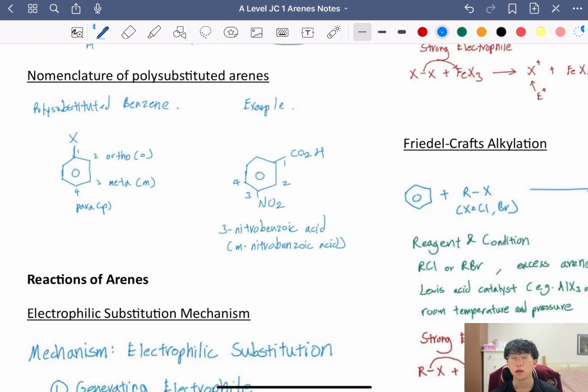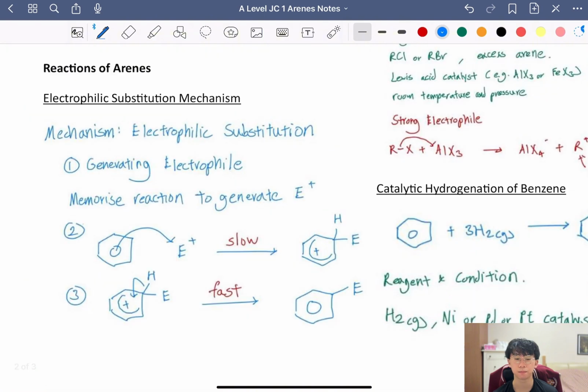Now on to some nomenclature of your polysubstituted arenes. You don't really need to memorize this portion, but this is just a quick FYI that when you have polysubstituted arenes, sometimes we will use the words para, meta, or ortho to denote the positionings of other substituents within the ring itself. Now on to the reactions of your arenes.